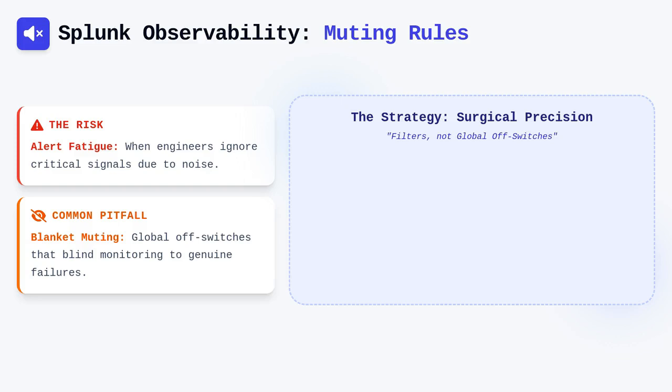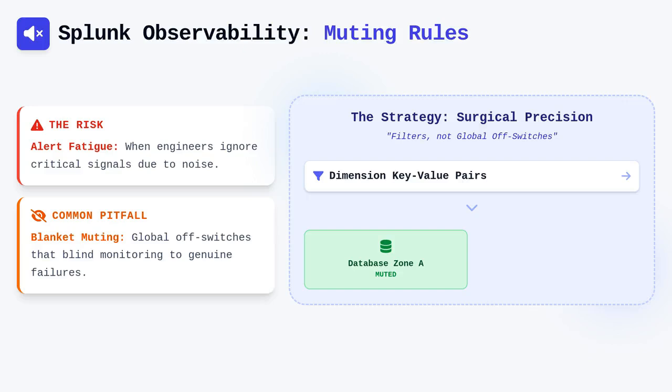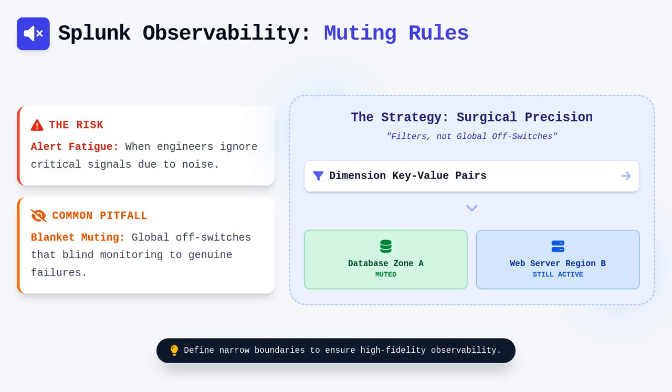To avoid this, we must adopt a mindset of surgical precision, defining boundaries that act as filters rather than global off switches for our alerting infrastructure. By leveraging dimension key-value pairs, we ensure that a muting rule meant for a database deployment in a specific zone does not silence an unrelated web server failure in another region.